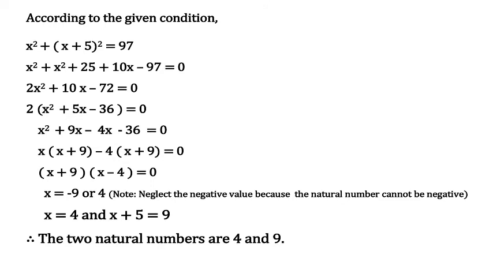In this problem also, it is given as two natural numbers. So neglect the negative value and consider only the positive value. Then the value of x is equal to 4, the first natural number, and the second natural number x plus 5 is equal to 9. Therefore, the two natural numbers are 4 and 9.